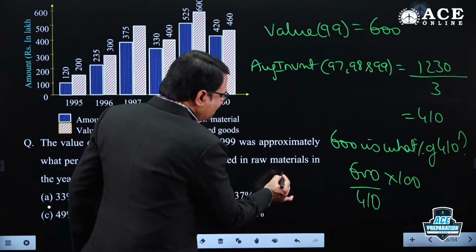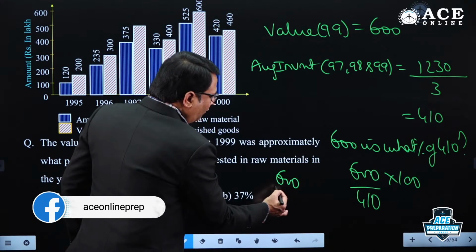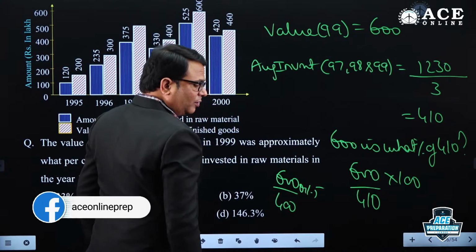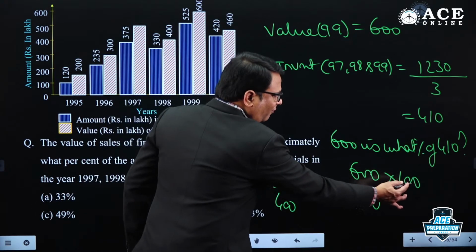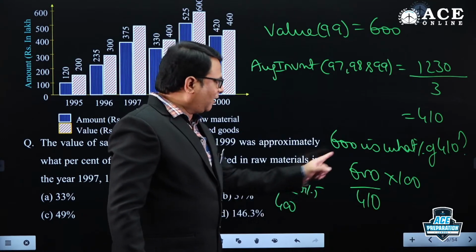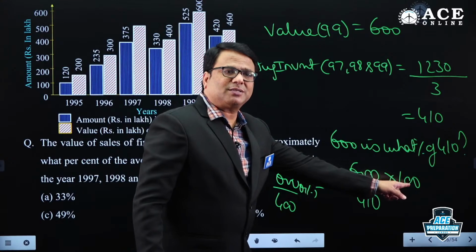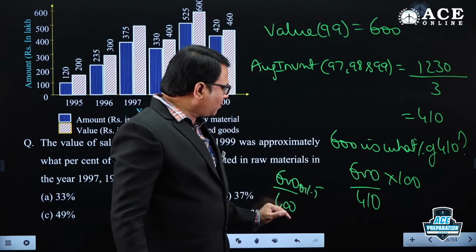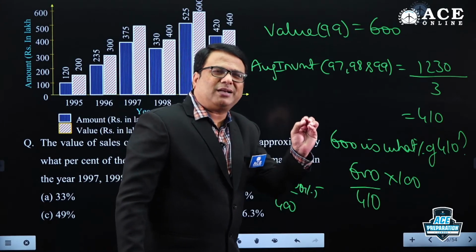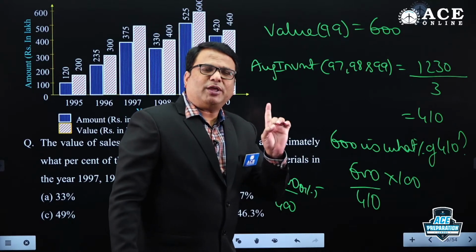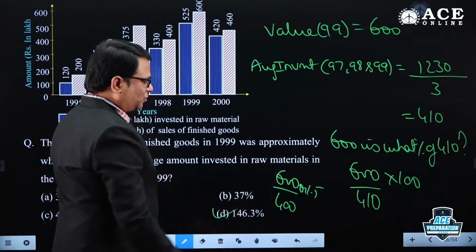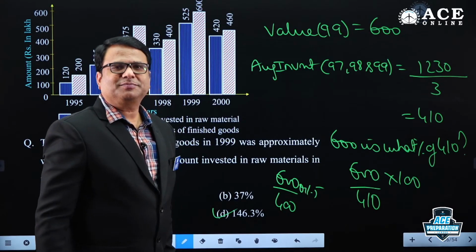If I take 600 by 400, then it will be 1.5, and 1.5 into 100 will be 150%. But it is not 600 by 400, it is 600 by 410. That means the answer will be slightly less than 150%. And there is only one option which is slightly less than 150%, and that is D. So we can take choice D as the answer.